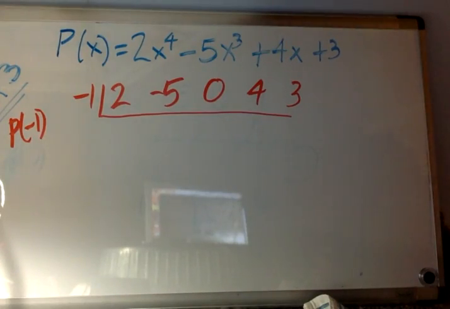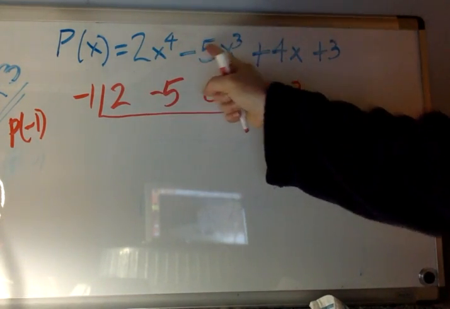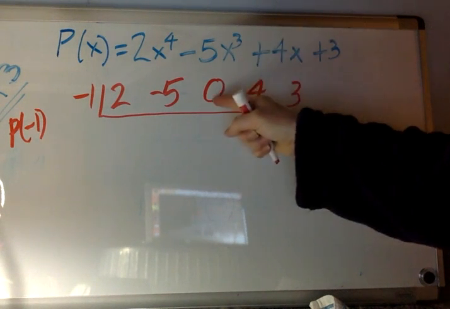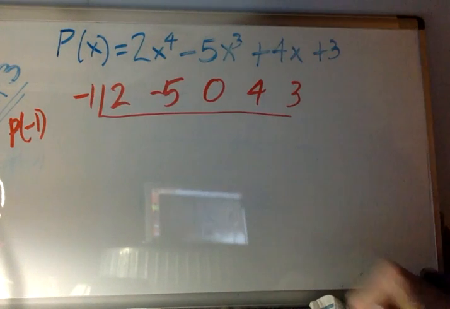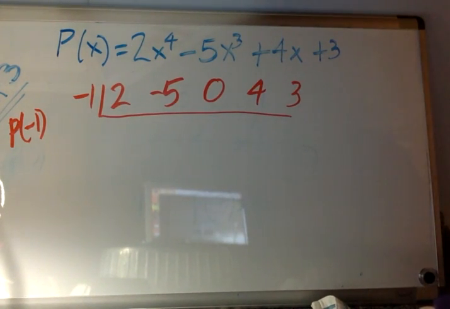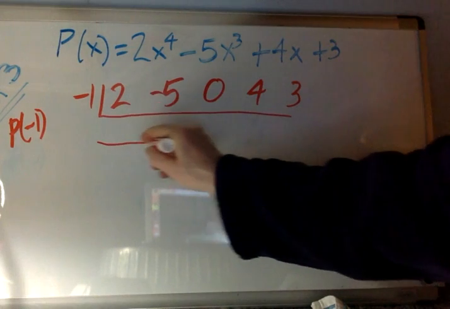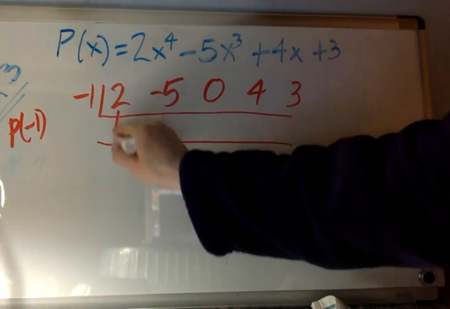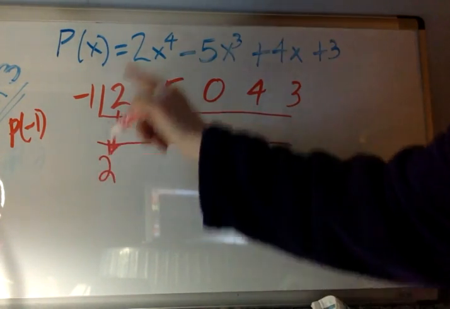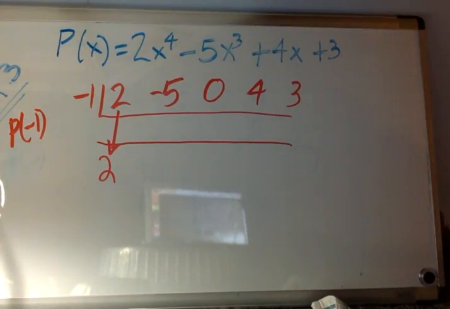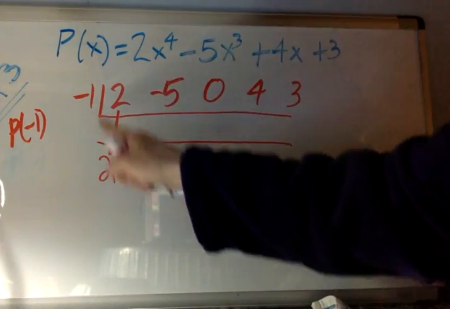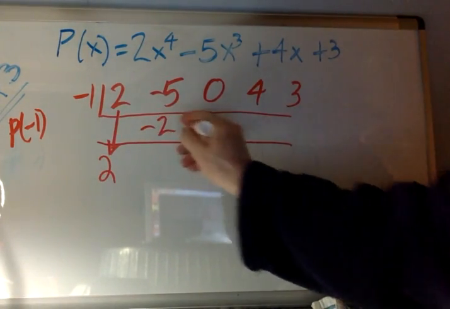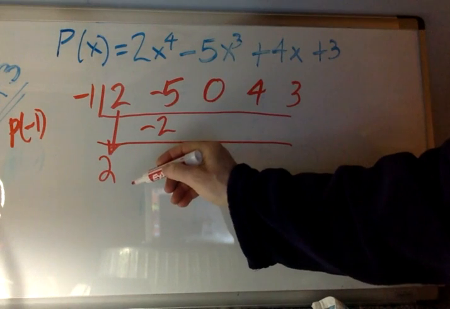Okay, so for example 3, now let's do P of negative 1. You'll see I still have the same coefficients, 0x squared, 4x's constant term is 3, but this time I put negative 1 out here. And so now I am going to make another row here. The first number comes down. The leading coefficient of 2 comes below the bar. Every number that's down here now gets multiplied by negative 1. 2 times negative 1 is negative 2. And then I add on the way down.